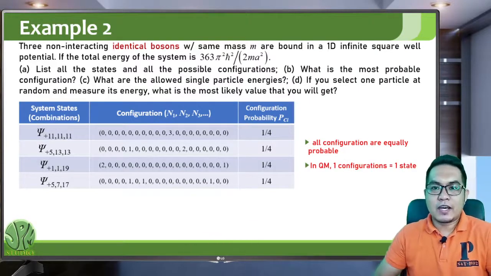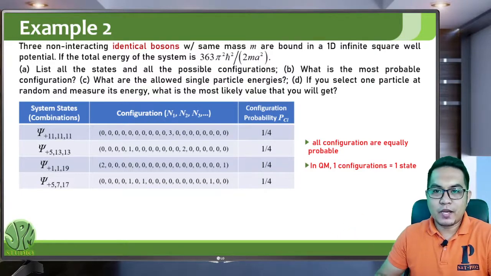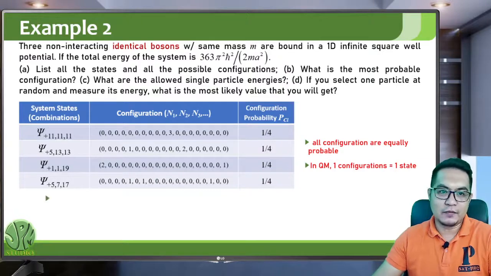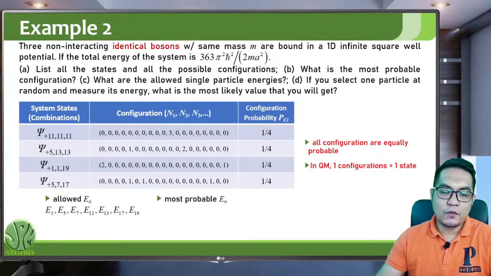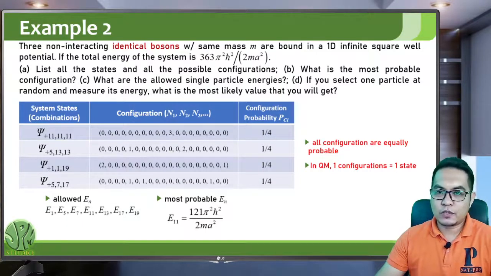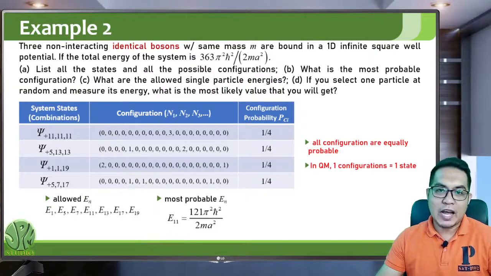This actually features the quantum mechanics, wherein in quantum statistical mechanics, or if you use quantum statistics, one configuration equals one state. So the allowed energies are actually the same as in the distinguishable case. And in this case, if you try to find the probability of each of the allowed energies, E11 will have the highest probability.